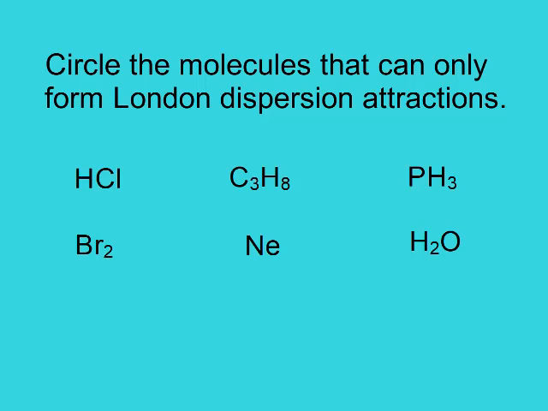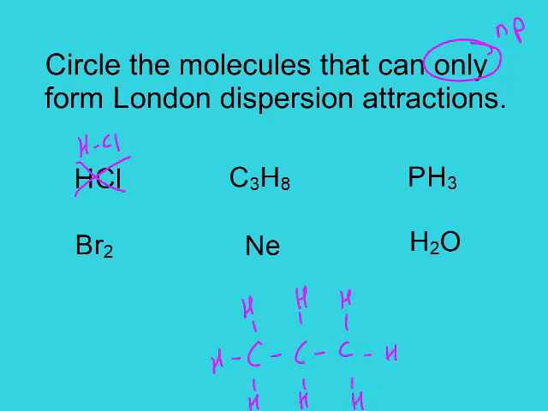So first, let's just figure out which one of these can only form London dispersion forces. So we're looking for which one are nonpolar. If it's nonpolar, it can only form London dispersion attractions. So HCl, you have one bond and it's different elements, so that's polar. This one is CH. We could draw it out. When you have more than one central atom like this, all of them are going to count as the center atom, so we have the same thing all the way around. So this is nonpolar. Since it's nonpolar, it can only form London dispersion forces.